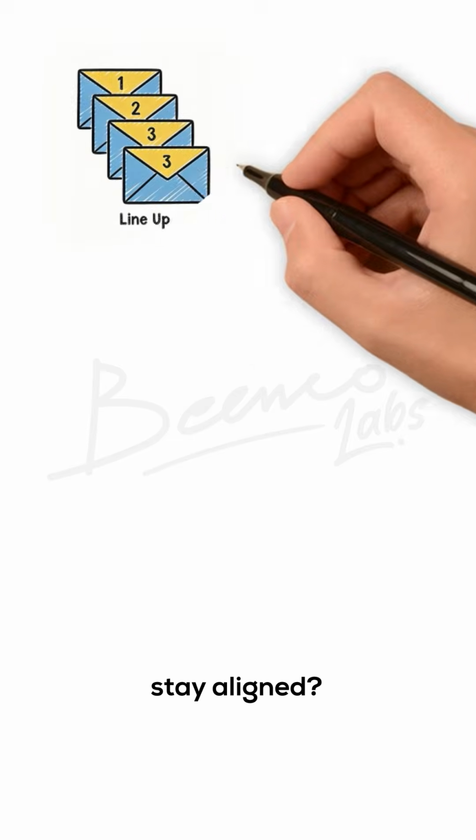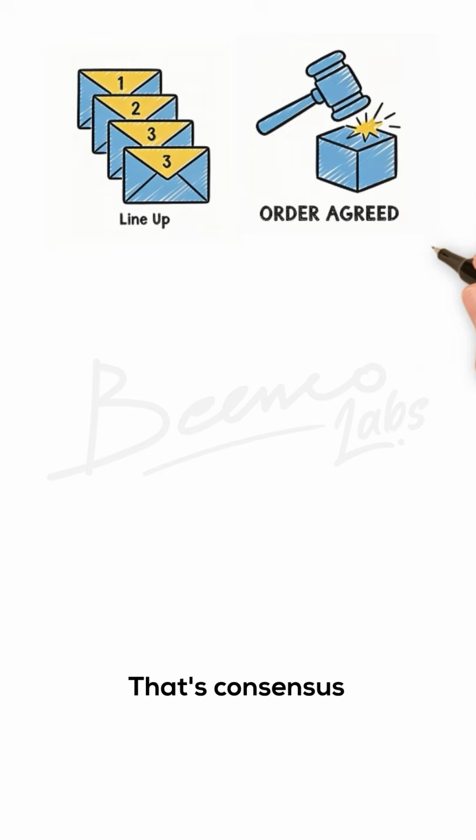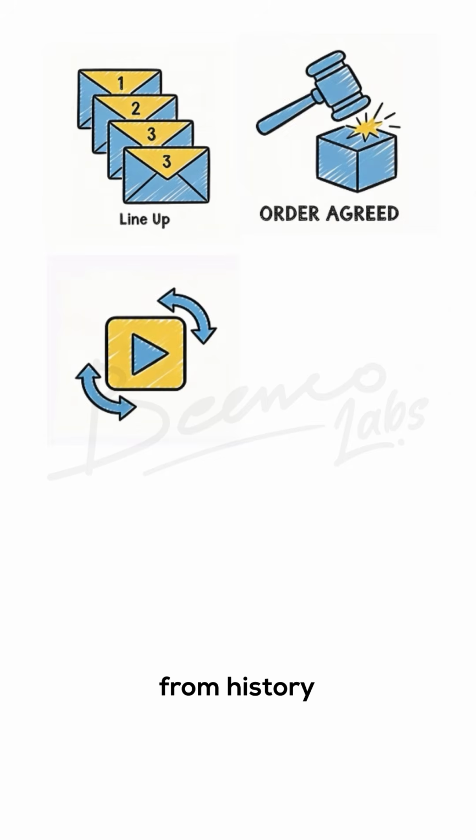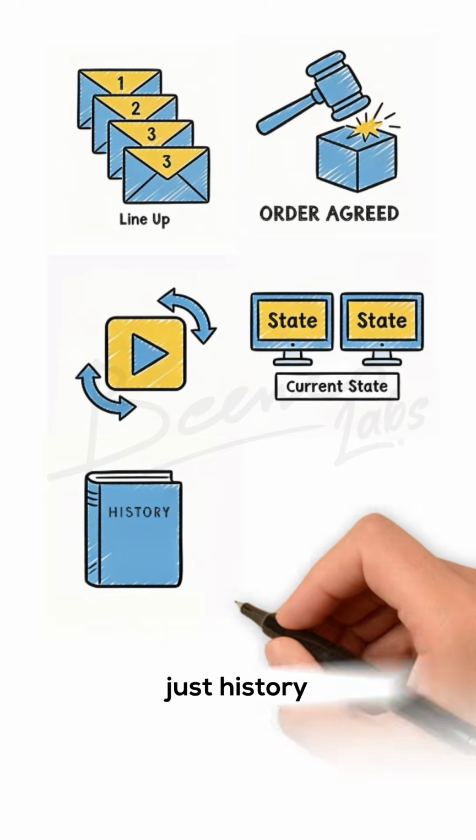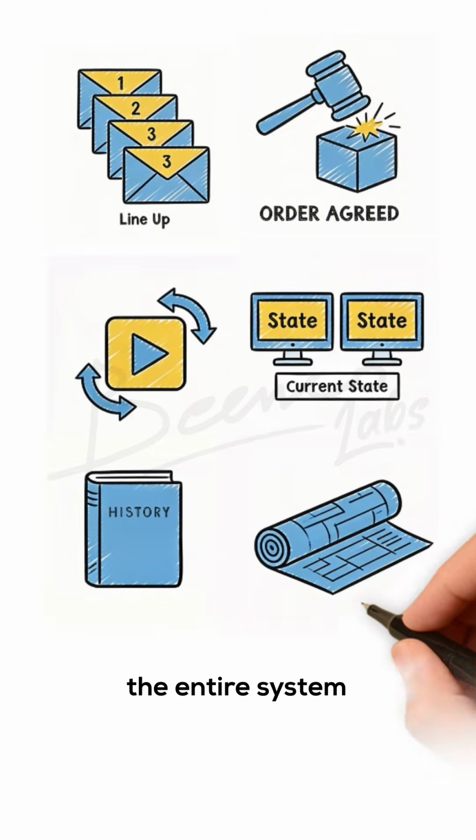How do they stay aligned? Two things: same transaction order, that's consensus. Replay from history. Execute all transactions from the start and arrive at the same state. The transaction log isn't just history, it's the inputs that reproduce the entire system.